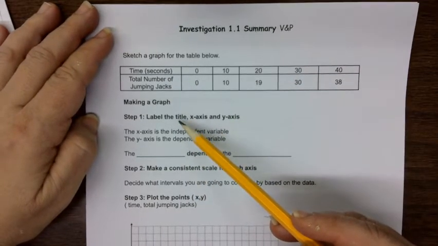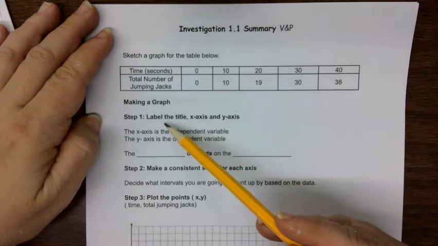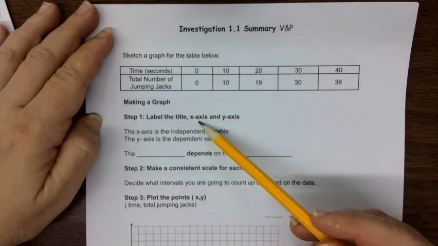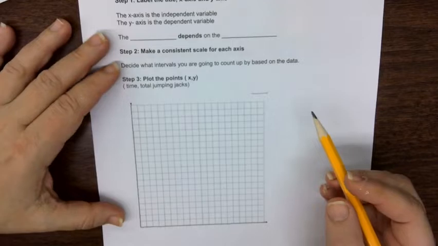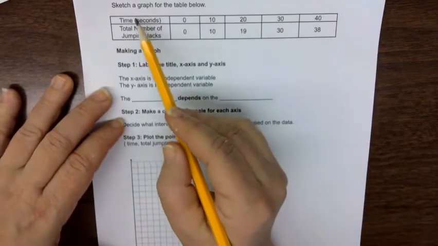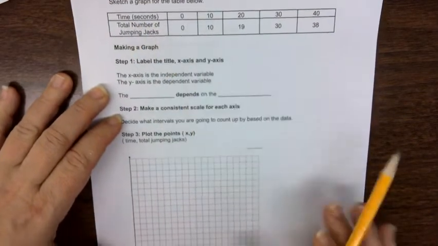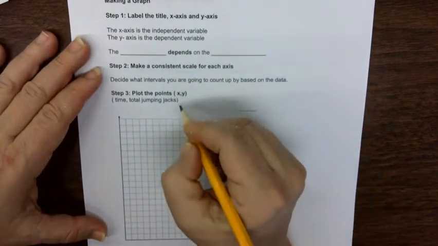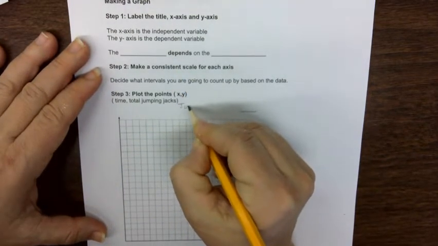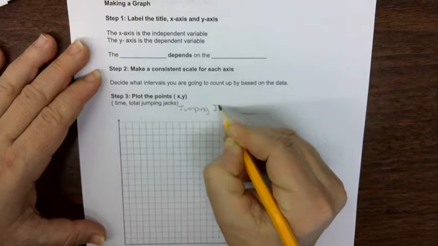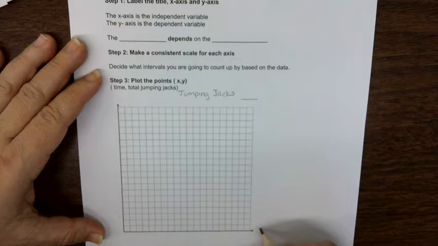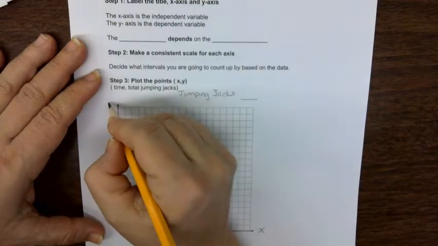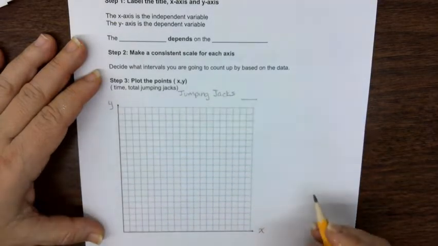When we do graphs, we have several different components. To make a graph, the first thing we need to do is label the title, the x-axis, and the y-axis. I'm going to zoom in down here for a second, and we have our table here. If we look up here, we're talking about time in seconds and total number of jumping jacks. So I'm going to title this Jumping Jacks. And remember, our x-axis is the one that goes horizontally. So down here is our x-axis, and up here is our y-axis.